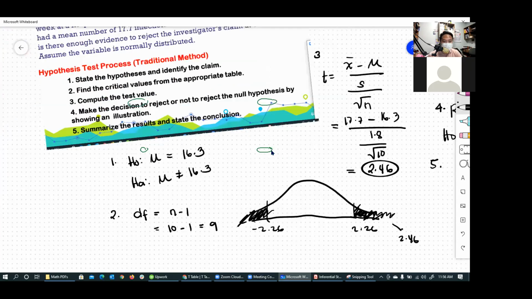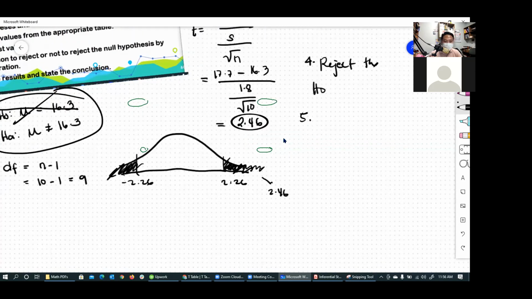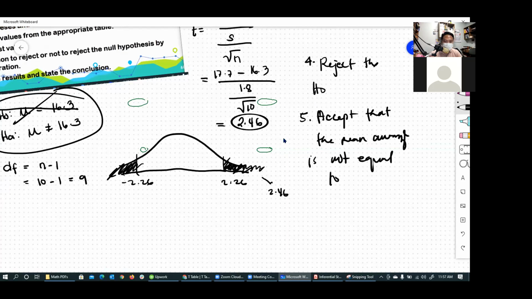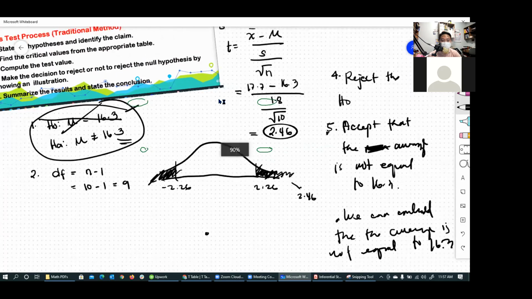Step 5, guys, is your conclusion. This is your statement of hypothesis, and we are rejecting this. So we can accept that the mean average is not equal to 16.3. That's one statement you can make. You can also say there is enough evidence to reject the null hypothesis. You can also say there is enough evidence to accept the alternative hypothesis. And that's how you do t-tests using the traditional method.